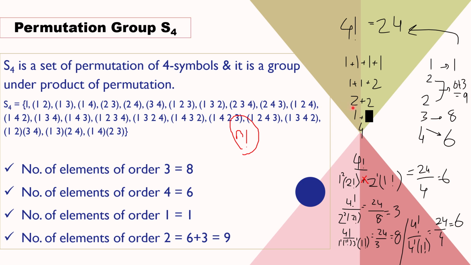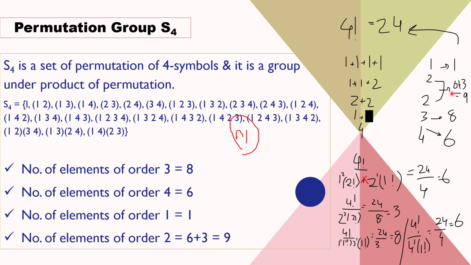From the next step now, 2 plus 2. So 2 is 2 times, so it's going to be 2 raised to 2 into 2 factorial. Obviously 4 factorial divided by this. So you get 3. So from this step, you get the number of elements as 3. So 6 plus 3 is equal to 9. Therefore, the number of elements of order 2 is 9.